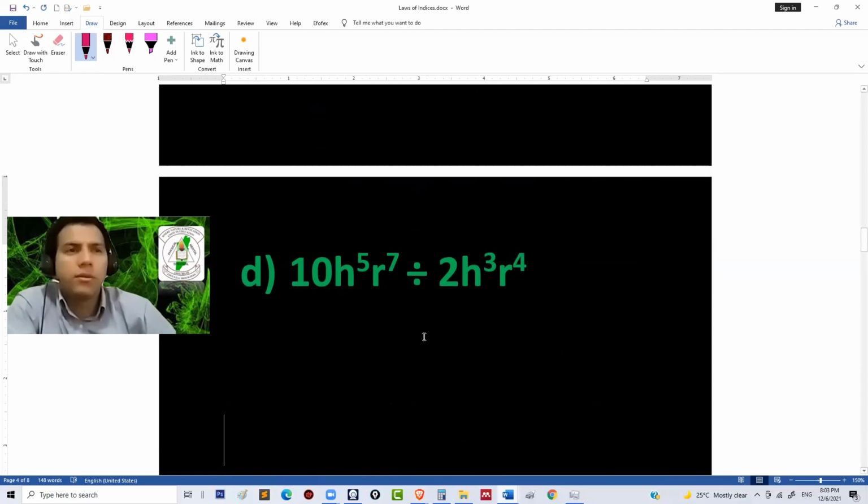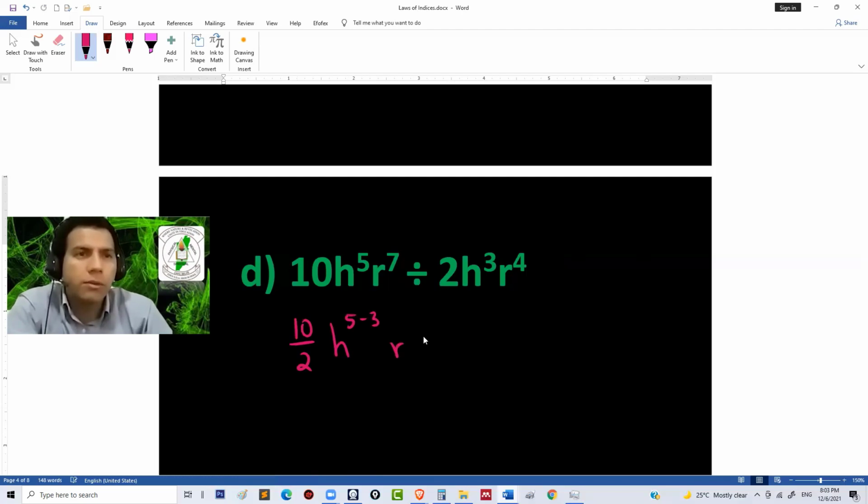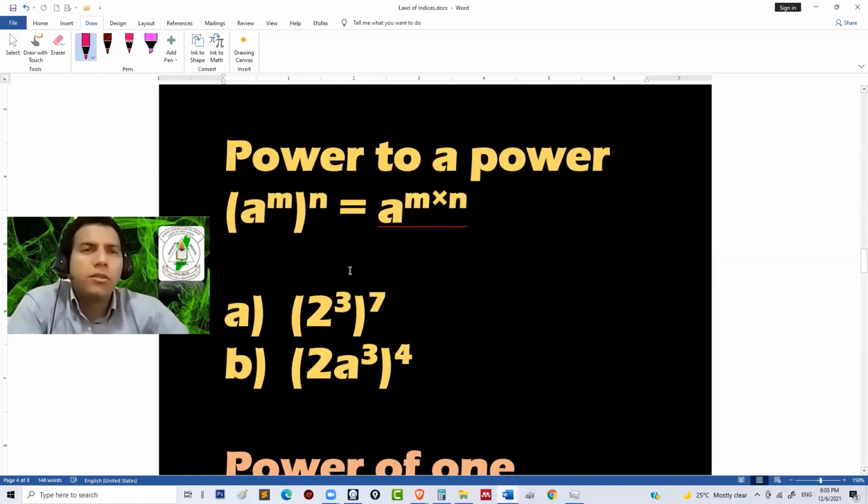Let us focus on this example now. We have 10 divided by 2. If you notice, the 10 doesn't have a power, the 2 doesn't have a power. So we just do the division. Now for the h, we follow the concept of 5 minus 3, where we subtract the powers. 7 minus 4. So dividing 10 by 2 gives us 5. Subtracting the powers for the h, we get 2. Subtracting the powers of r gives us 3. And that's our answer.